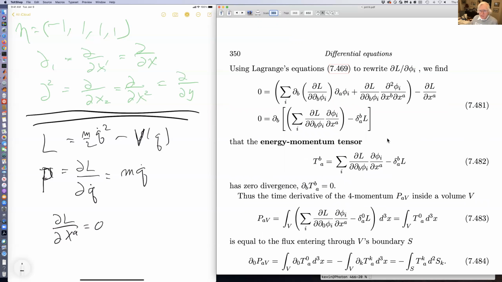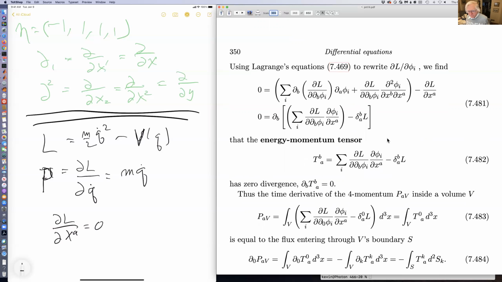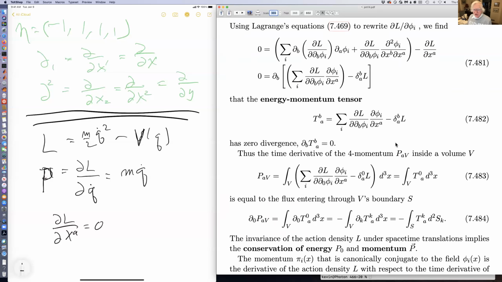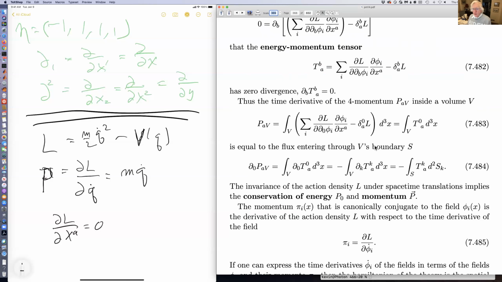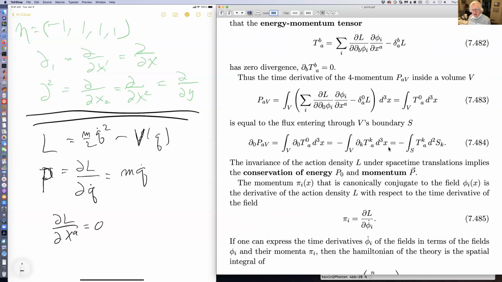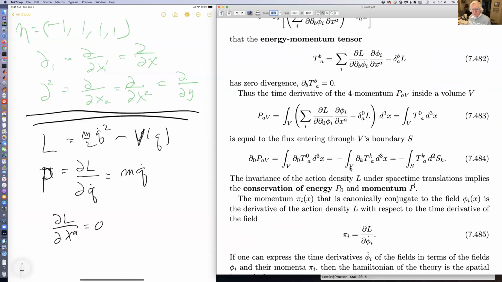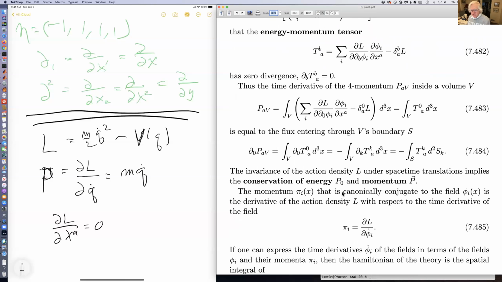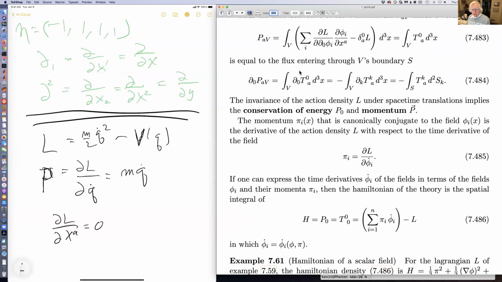Okay, so this gives you conservation of momentum, for momentum, both energy and time. Well, here's ordinary momentum, but you also get conservation of energy for A equal to 0.